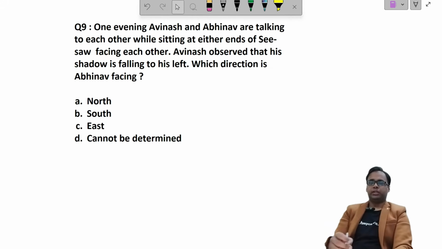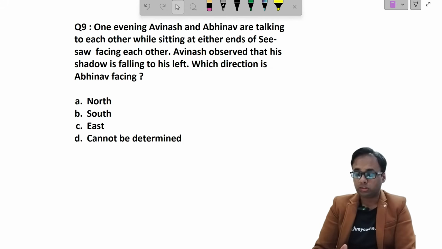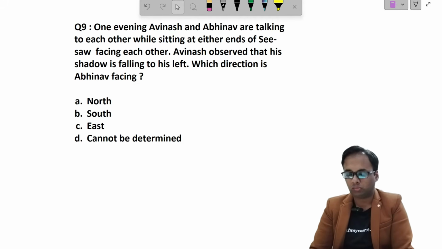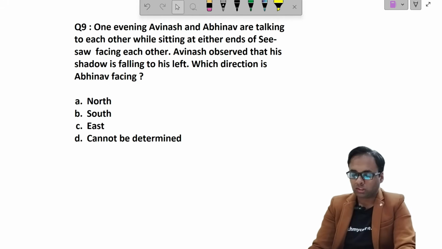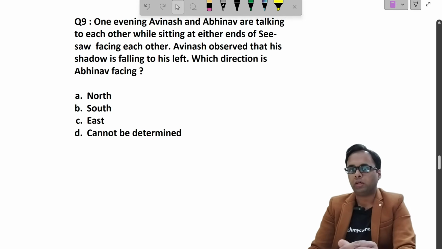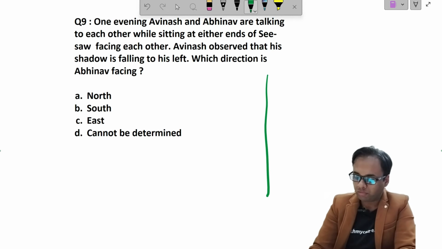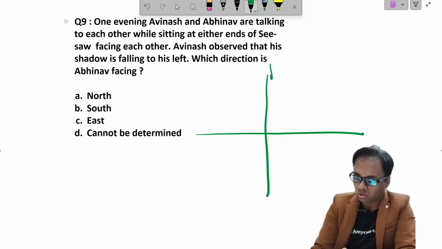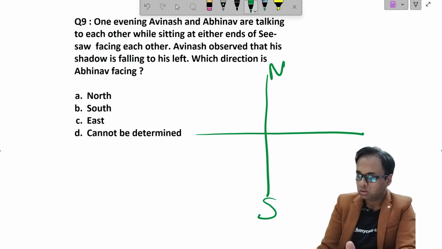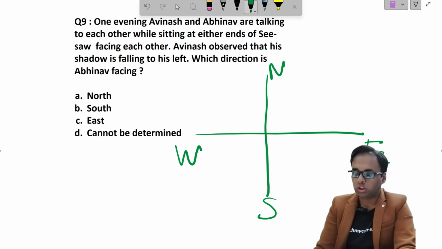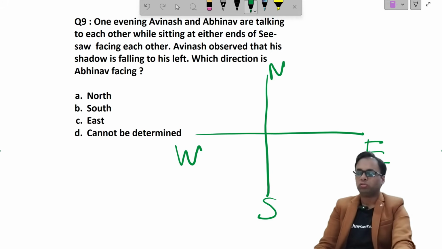Now this is a very interesting question, and you can see that direction sense is the topic which has to be mastered in order to solve this. I would say that this is a pretty tricky question. First of all, just mark the directions like this. We make the axis. This is north, south, east and west. Okay. So one evening, Avinash and Abhinav are talking to each other while sitting at either ends of a seesaw.